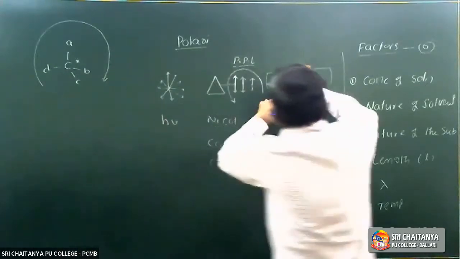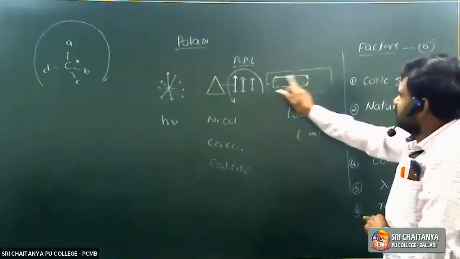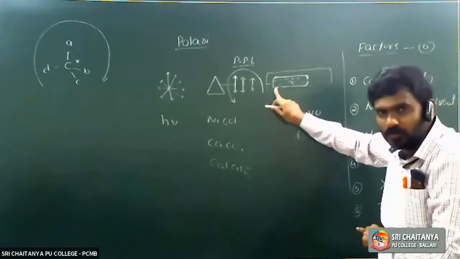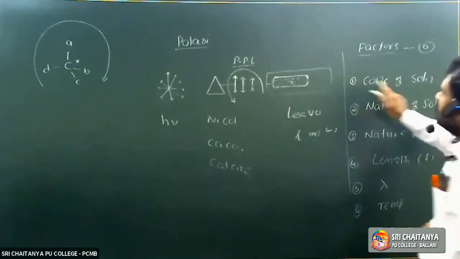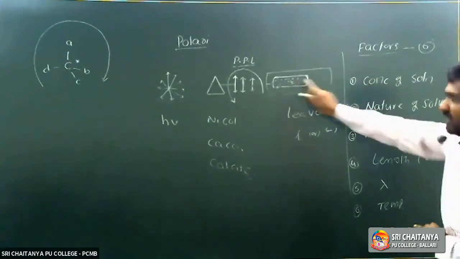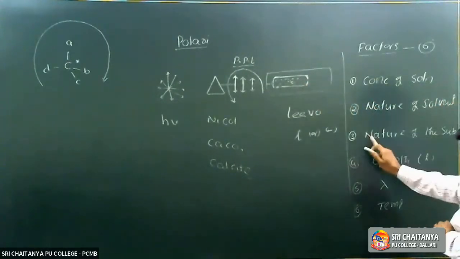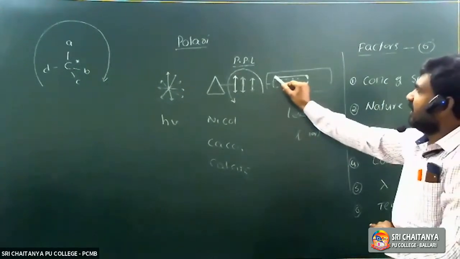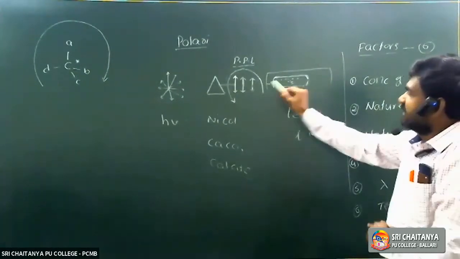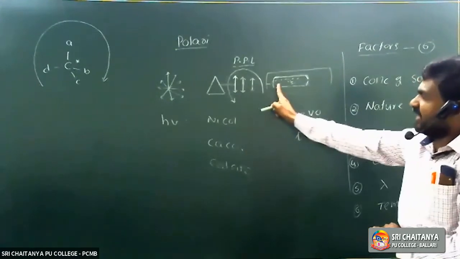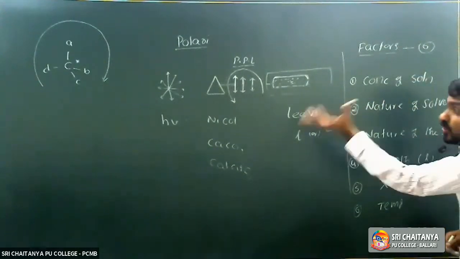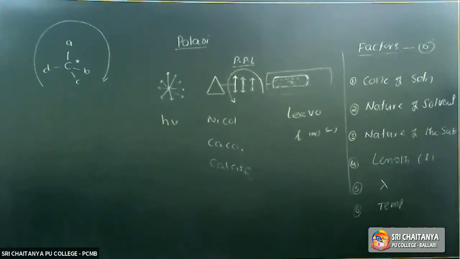In a polarimeter, the substance in the form of a solution is taken in the glass tube. The rotation depends on the concentration of the solution, the nature of the solvent, the nature of the substance, the length of the tube, the wavelength of incident radiation, and also on temperature. So these are the factors that influence the rotation of plane polarized light.